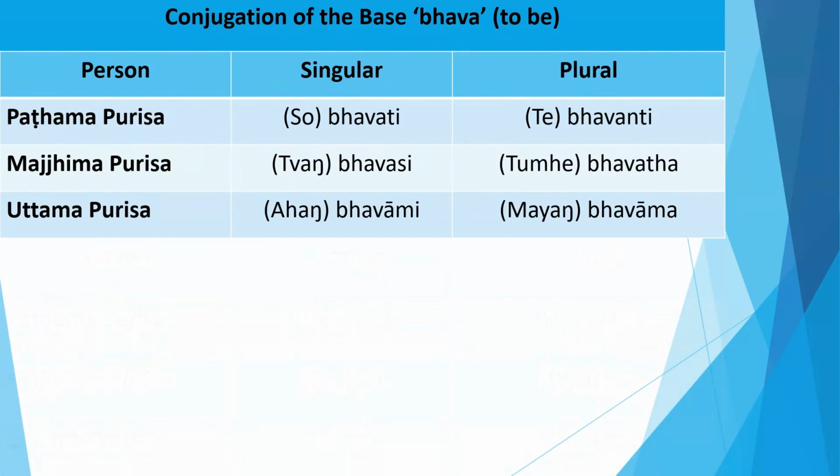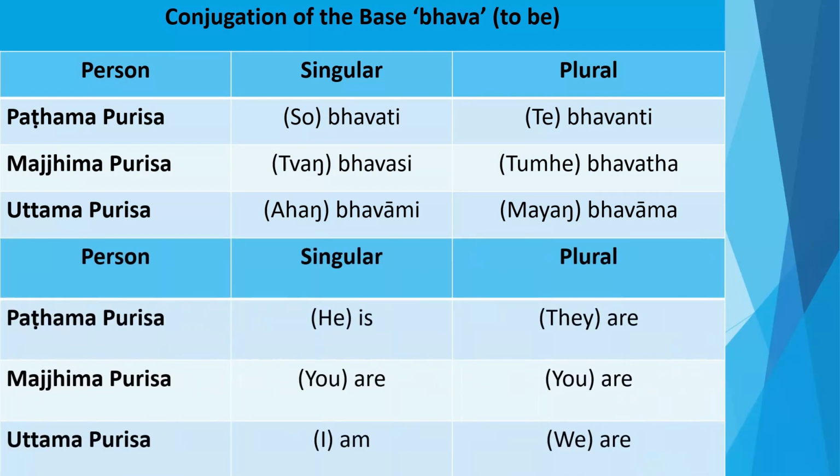Now let's look at the conjugation of the base bhava. Bhava means to be, verb. Again there is a table for your easy understanding. In the three columns you see the persons, singular, plural, respectively. Pathama Purisa, so bhavati, te bhavanti. Majjhima Purisa, twang bhavasi, tum he bhavatha. Uttama Purisa, ahang bhavami, mayang bhavama.